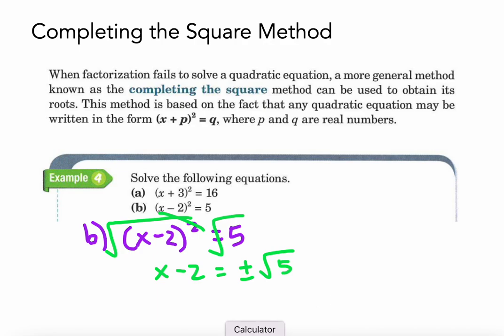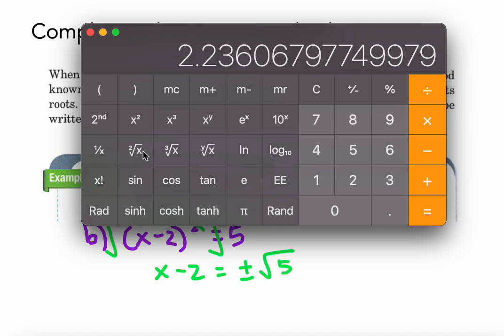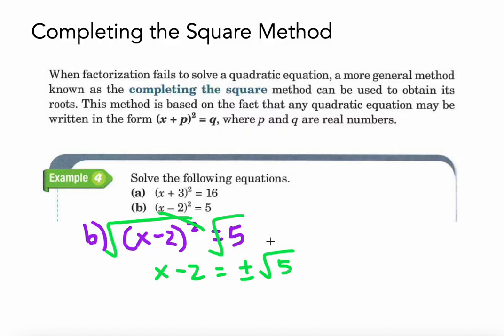And if you don't trust me, here we go. Square root of 5 is that. It is an irrational number that goes on and on and on with no repeating pattern. So we're actually going to leave it like that for now, and we're going to go ahead and set up our two equations. So we have x minus 2 equals positive root 5, and we also have x minus 2 equals negative root 5.